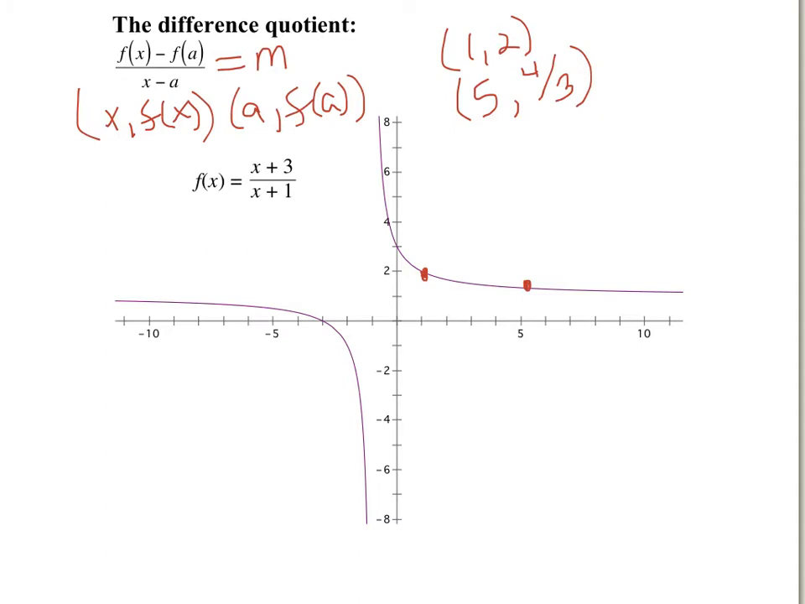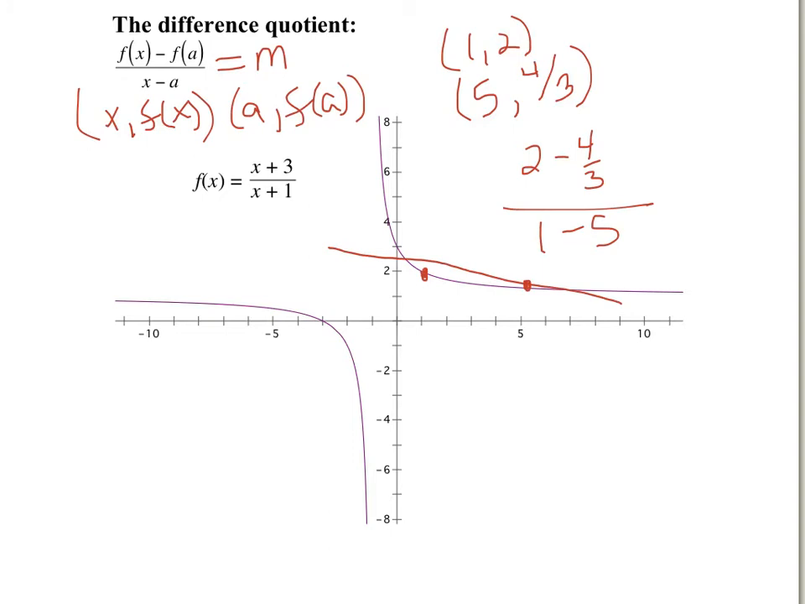So we have the point (1, 2) and the point (5, 4/3). If I want to know the slope between those two, I can use my traditional slope formula, which in this case would be 2 minus 4 thirds over 1 minus 5.